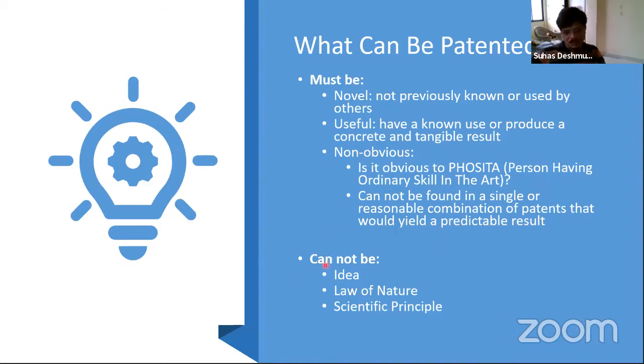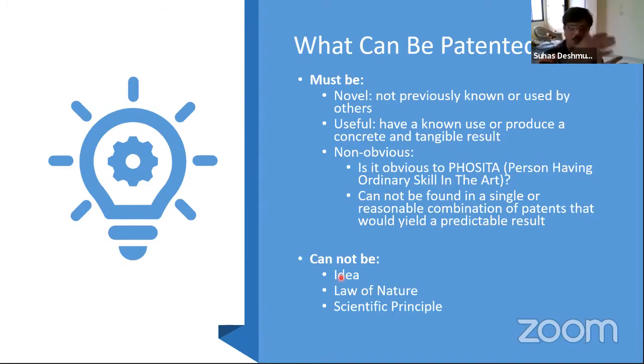An idea alone cannot be patented, a law of nature cannot be patented, and any scientific principle also cannot be patented. Only an idea will not go. For example, in the stereolithography setup I told you about, there are two or three mirrors and then a lens, and if I file a patent with only that, they will straight away reject it because this is a simple idea.